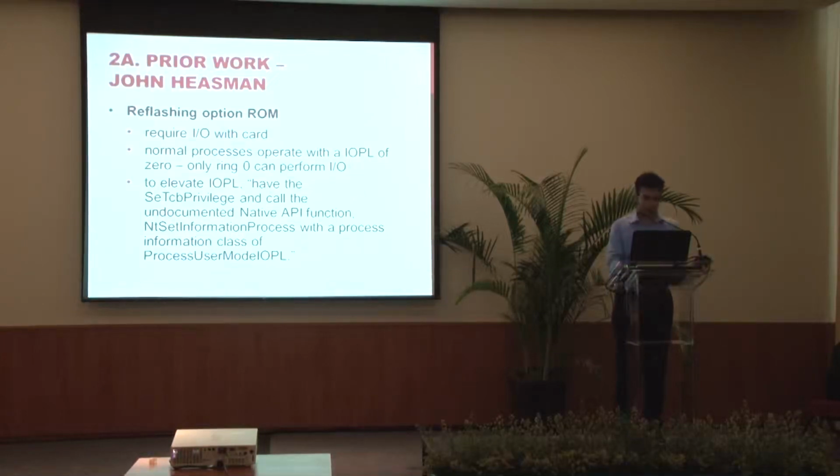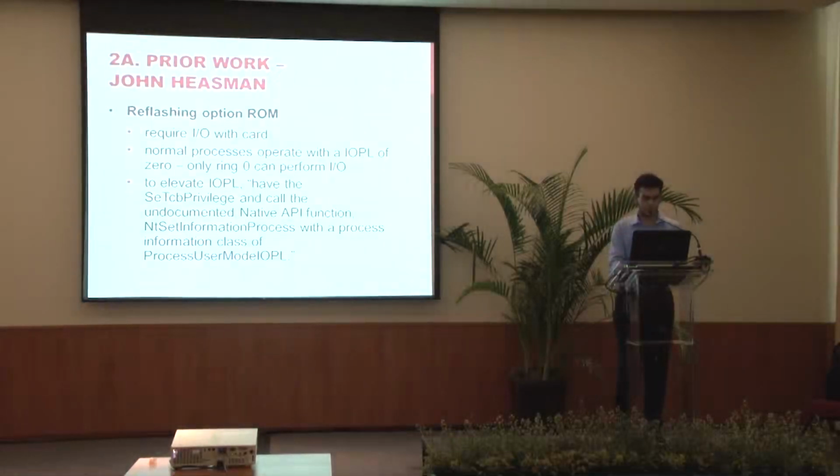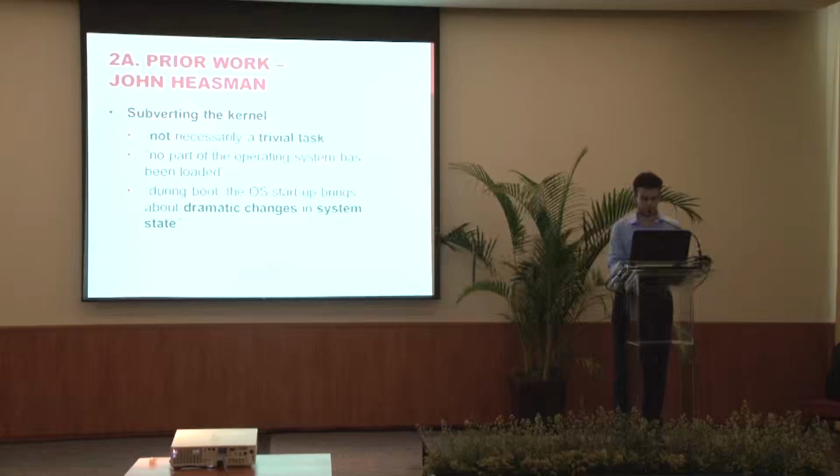Now, what happens is that your kernel code runs in ring 0 on x86, and normal user space processes run in ring 3. And you've got an IOPL, or I/O privilege level, which specifies which ring level can do I/O. And on Windows, normal processes operate with an IOPL of 0. What John Heasman said was that you can elevate the IOPL using the native undocumented function NtSetInformationProcess, and then elevate the IOPL of a normal process, and then a browser exploit or anything can do I/O with the card and flash it with a malicious option ROM.